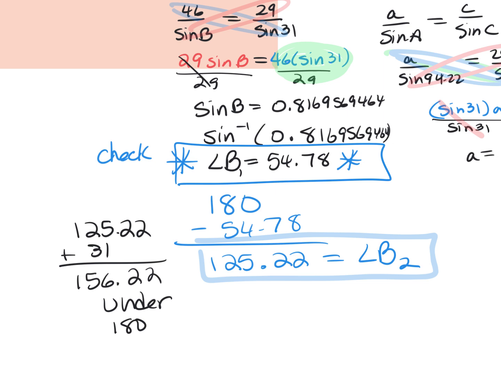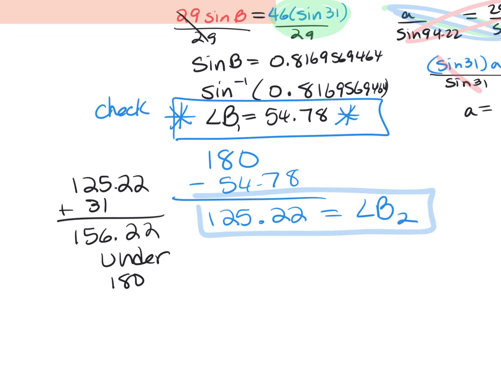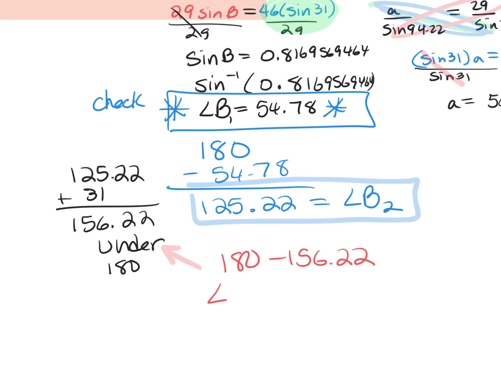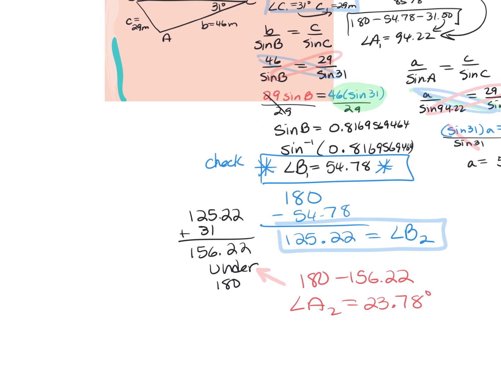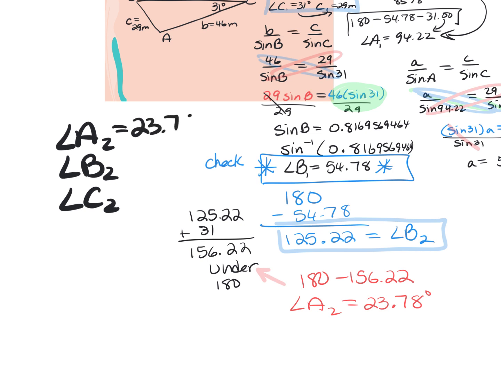Now to find angle A, I take this sum and I subtract it from 180. So the 180 minus 156.22. And once I subtract that, my new angle A is going to be 23.78. So let me go ahead and do like I did before. I have angle A of the second triangle, angle B, angle C. I just found A to be 23.78. I found angle B to be 125.22. And angle C was given to me, it was 31.